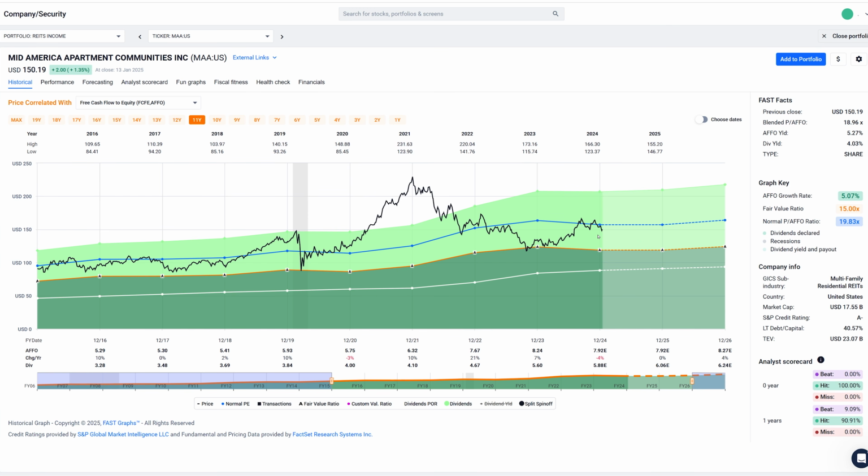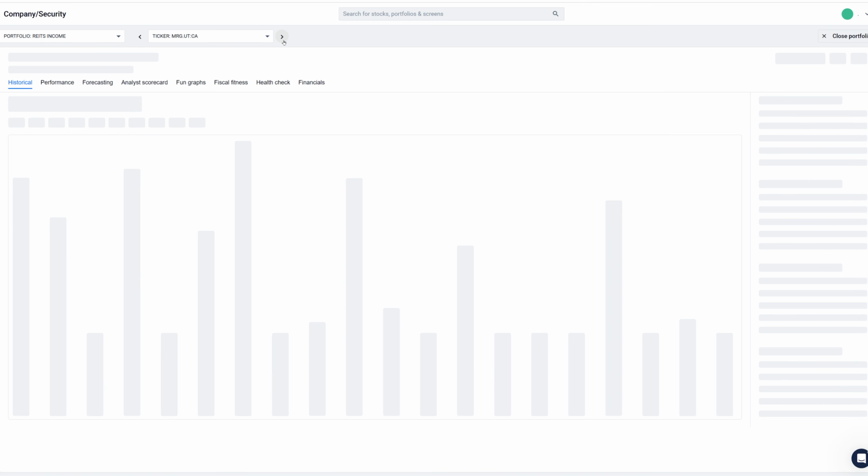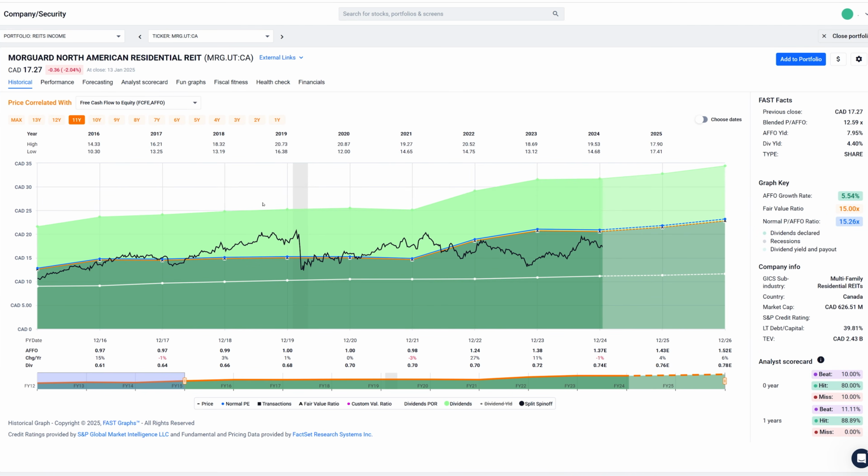I consider this REIT normally valued based on the market with a 18.96 PE, maybe slightly below normal, but again, I would like to have bought it back in here, or I'd like to have bought it during COVID, or even here when it got into more reasonable multiples. The secret of being a good investor is buying low and selling high, and that's what valuation is all about.